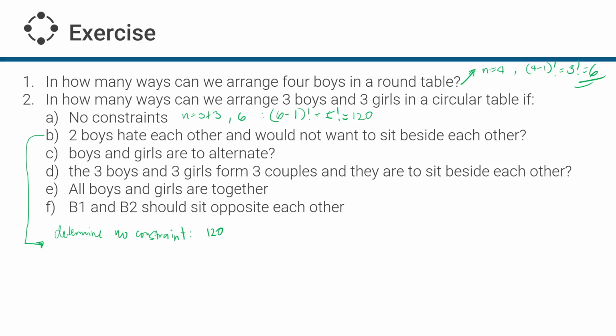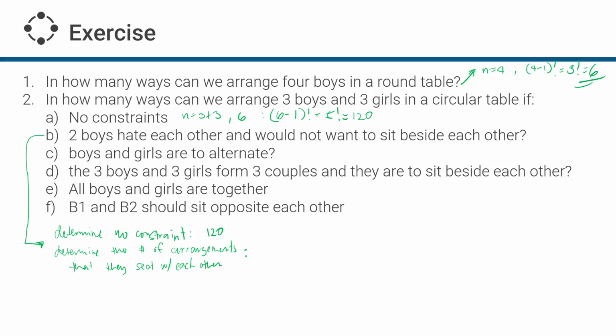Now, let's think of it in a different manner. Let's think of it as they like each other or they would like to sit with each other. So determine the number of arrangements that they sit with each other or next to each other.